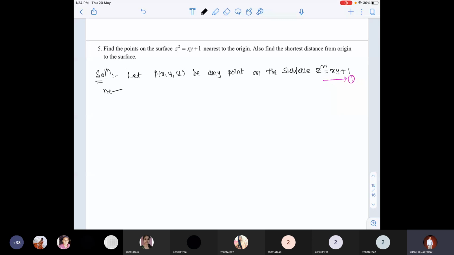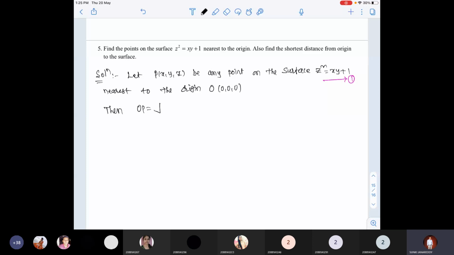Nearest to the origin. Here what does the origin mean? Here O is 0, 0, 0, that you can take. Okay, now here OP means the distance between O and P.